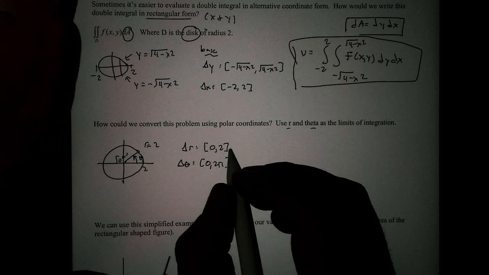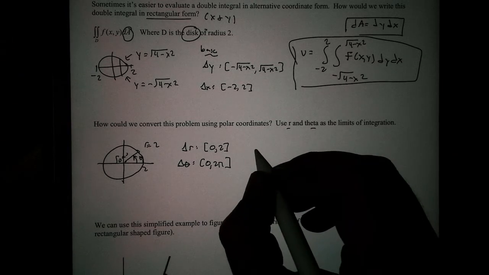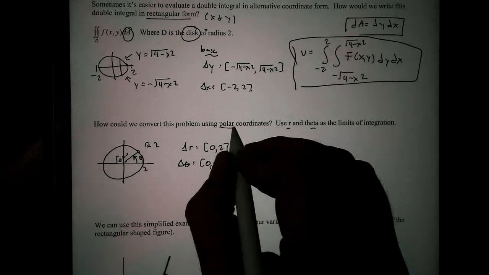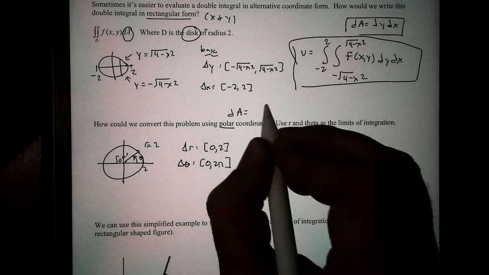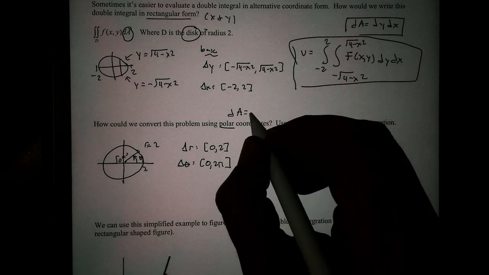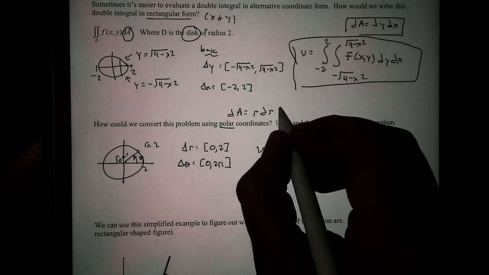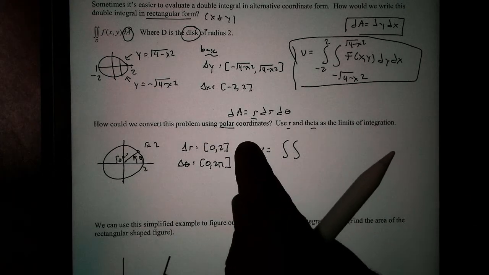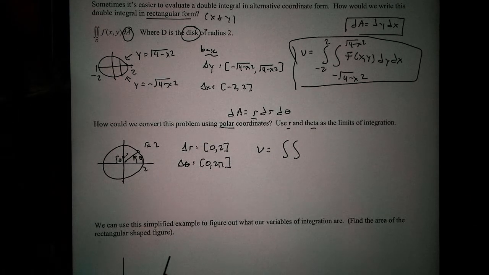So now I'm ready to write out my volume equation. Now this is going to be a little bit different. Because I'm in polar coordinates, our dA, remember, we're going to talk about this again really shortly, is going to be r dr d theta. Remember, I have a couple of other videos where we talk about this.